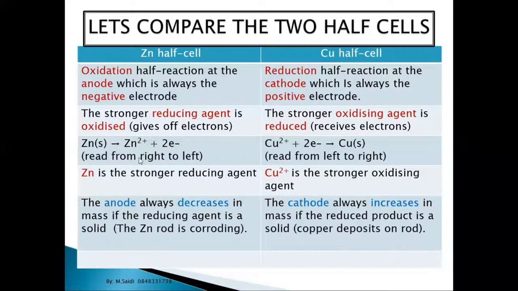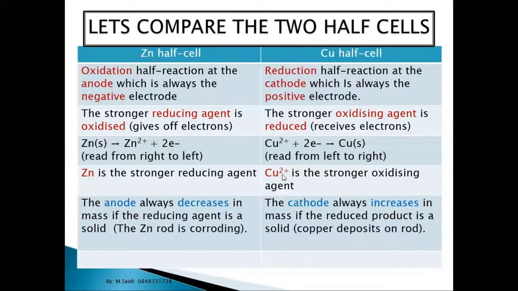So you read from right to left, we're going to look at it when we go to the reactivity series. And then here, read from left to right, you're going to look at it when you go to the reactivity series. When you're writing the cell notations, we're going to look at it and then you're going to get it better. We are saying that zinc is the stronger reducing agent, while copper 2+ is a stronger oxidizing agent. I've explained this.